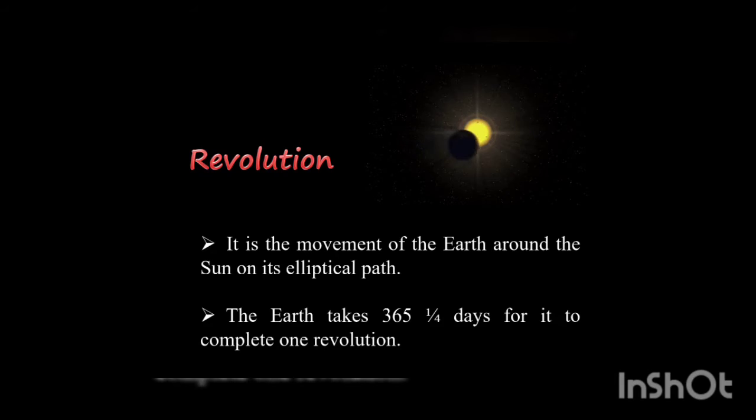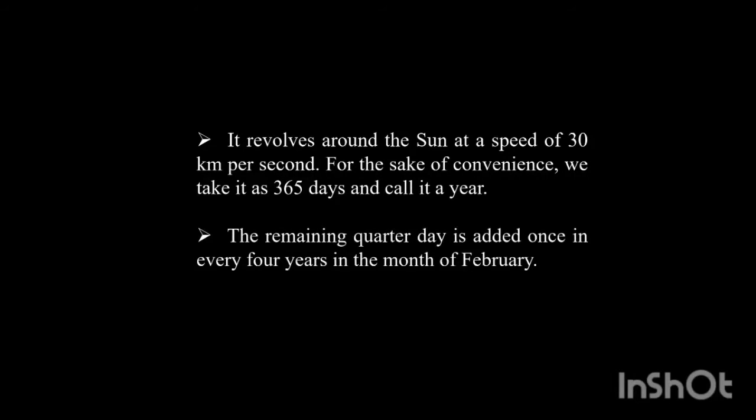The earth takes 365 and a quarter days to complete one revolution. It revolves around the sun at a speed of 30 km per second. For the sake of convenience, we take it as 365 days and call it a year. The remaining quarter day is added once in every 4 years in the month of February. That's why February has 29 days once in 4 years, which is called the leap year.